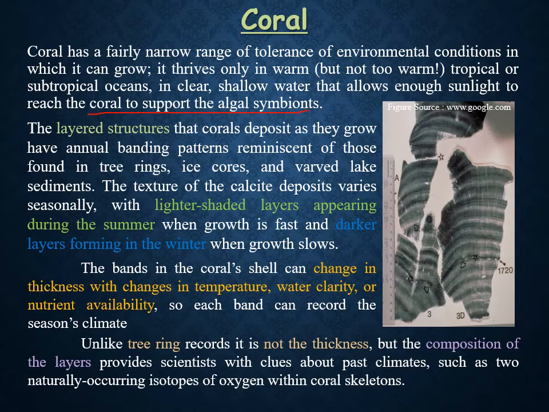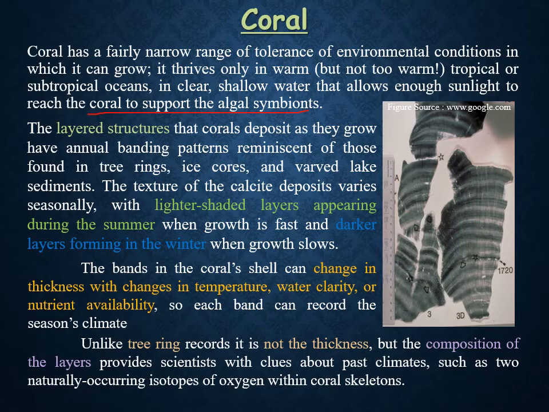Now, most of these corals are found in the 30-degree north and 30-degree south regions from the equator. So they are mostly restricted within the temperate regions. So coral gives us a very good idea about the latitudinal position of that portion in ancient time, and from that we can also predict the climate.